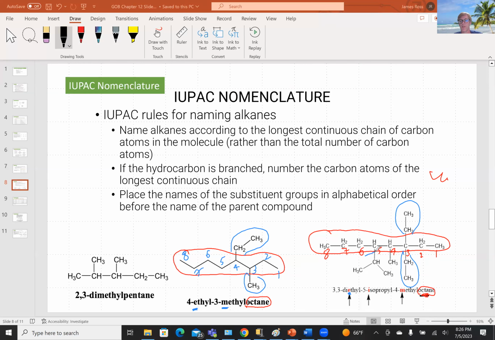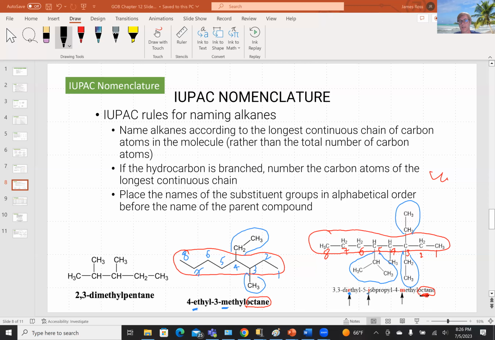Then I've got this funny thing here. It's an isopropyl group. So it's propyl, but instead of being in a long chain of 3 carbons, it's branched in the middle point. So it's an isopropyl group rather than a propyl group.